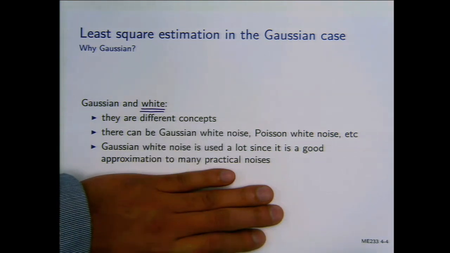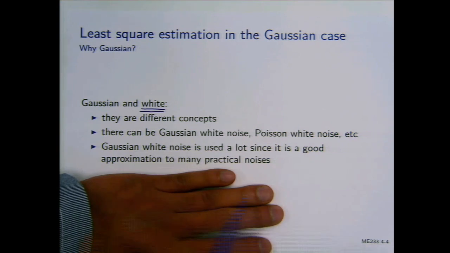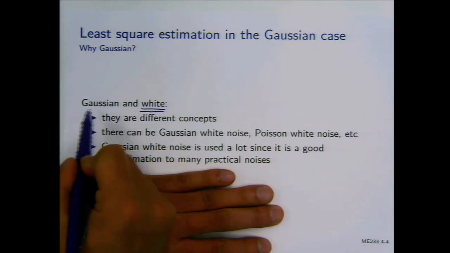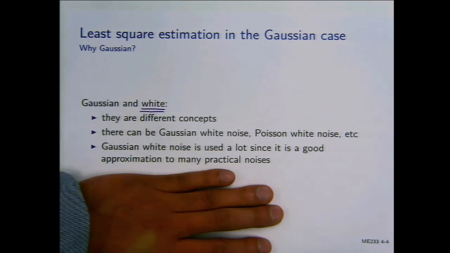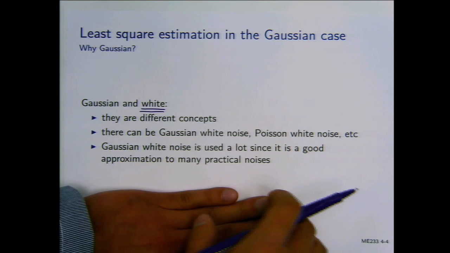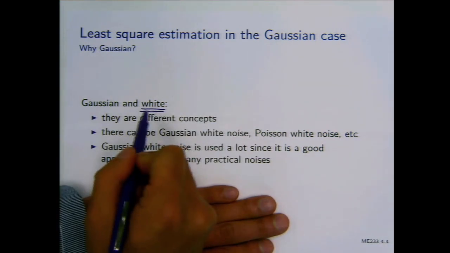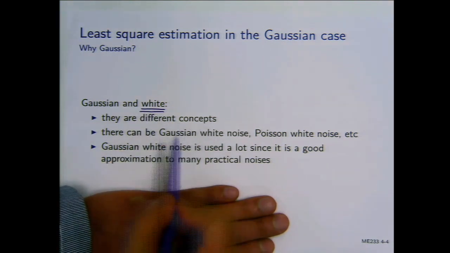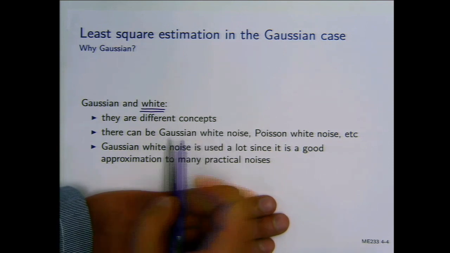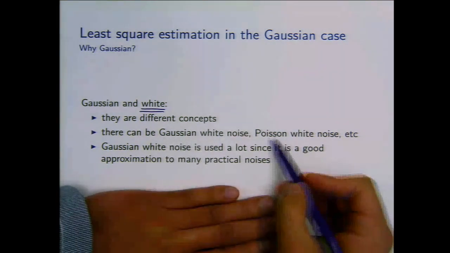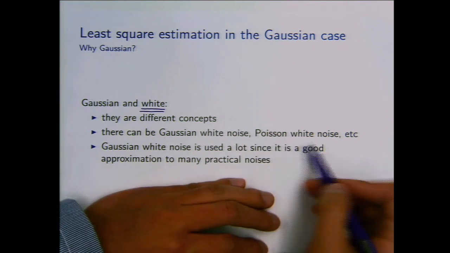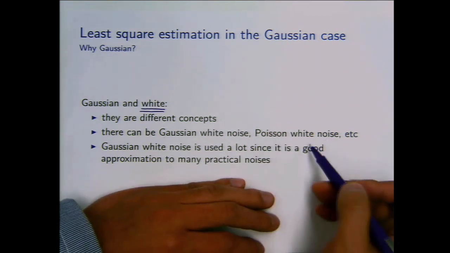It means x_k and x_j, if k and j are not equal, are uncorrelated. But Gaussian is talking about something else: how a random variable has its probability distribution. This is talking about the probability distribution, and that is talking about how the random process evolves with respect to time. So totally different concepts. We can have Gaussian random noise, which is usually the case, but it doesn't have to be. We can also have uniform white noise or Poisson white noise.